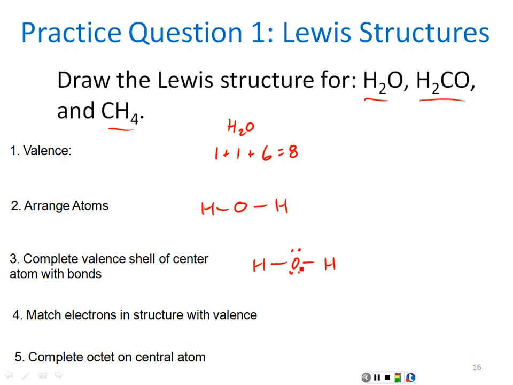We skip step 4. The valence on the hydrogens were complete because it's hydrogen. We didn't have to add any non-bonding pairs to them, so we could skip down to step 5 really and complete our octet on the center atom with our remaining valence electrons.